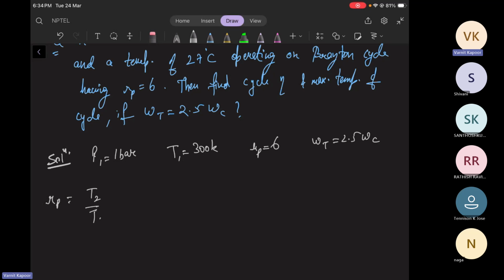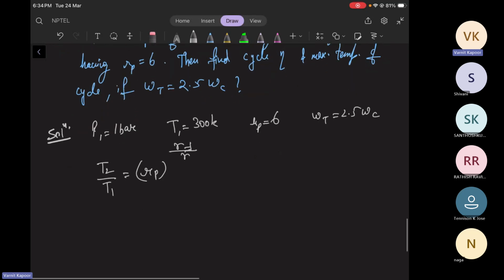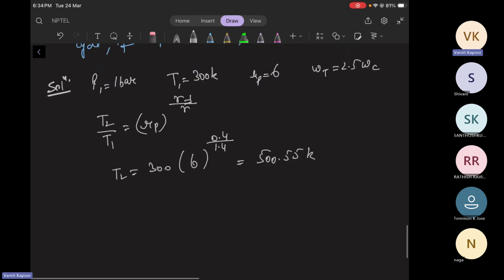So T2 by T1 is given as RP to the power of (gamma minus 1) by gamma. T1 is 300, RP is 6, and air is entering, so air has an adiabatic index of 1.4. So it will be 0.4 by 1.4. It comes out to be 500.55 Kelvin. So temperature T2 is this.